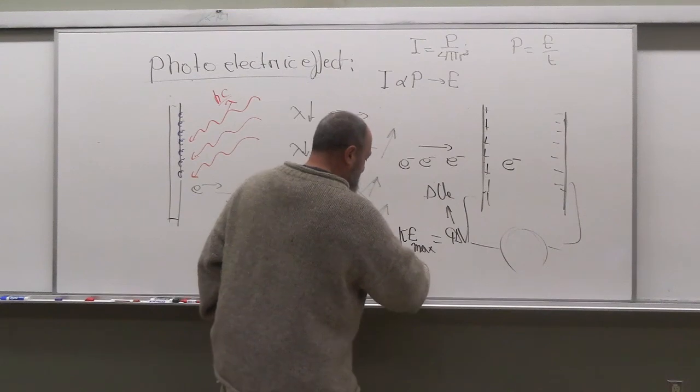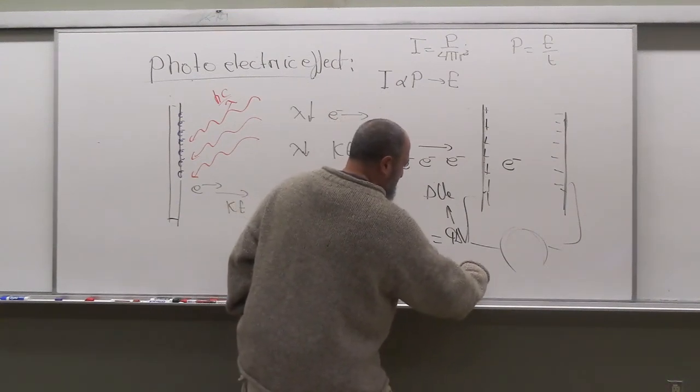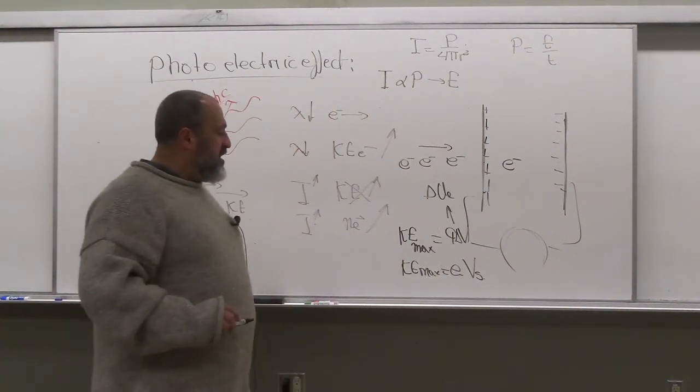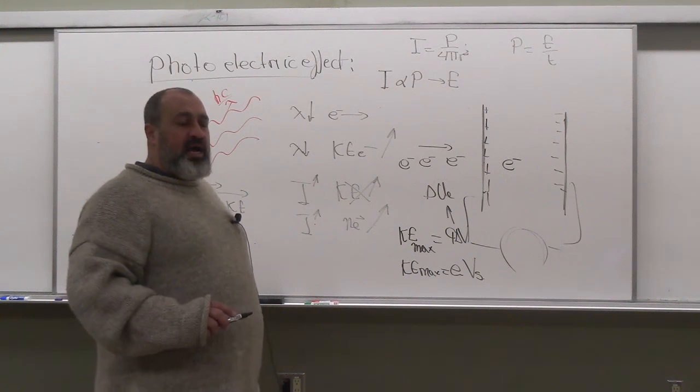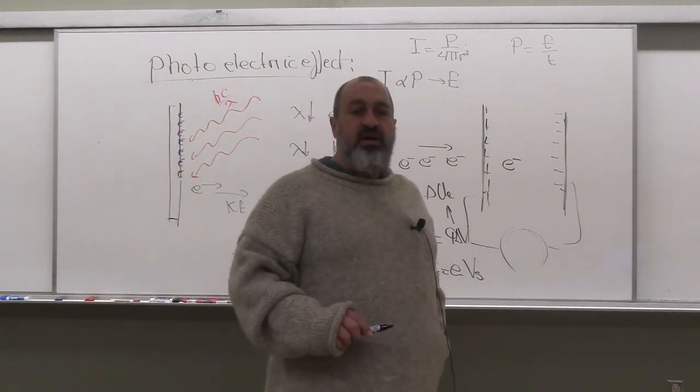For an electron, Ke max equals the charge of an electron, e, multiplied by V, and V is called V stop. That's how you measure the energy of these electrons. We're going to pause here and continue with the second part of the photoelectric effect.